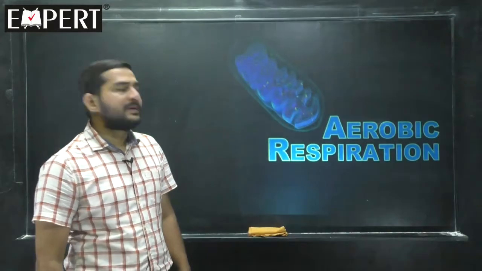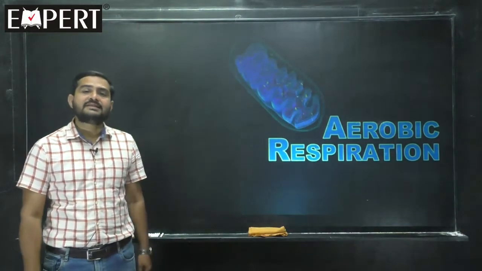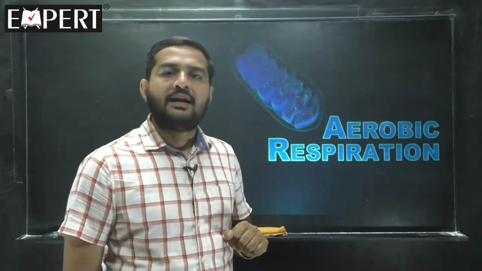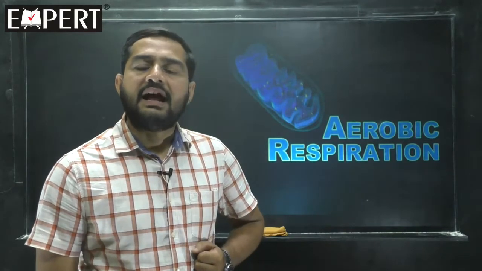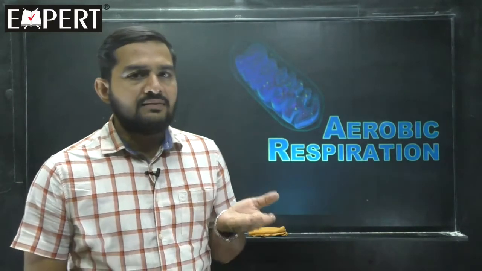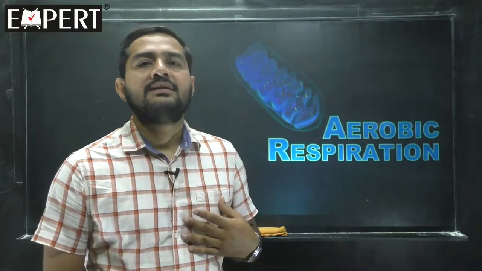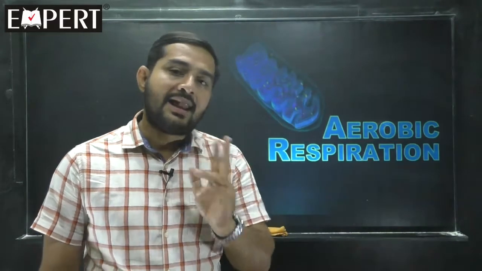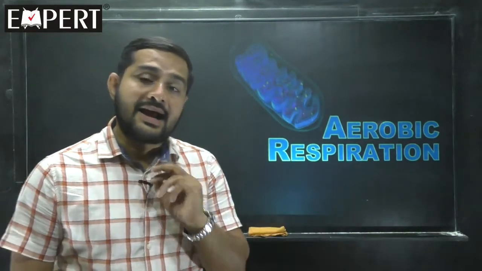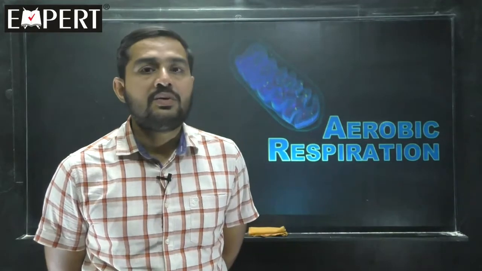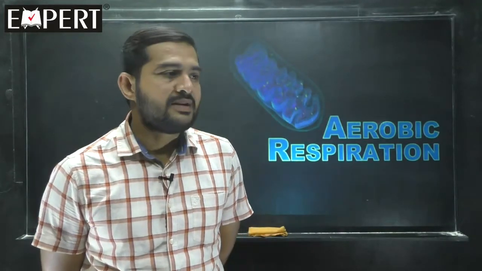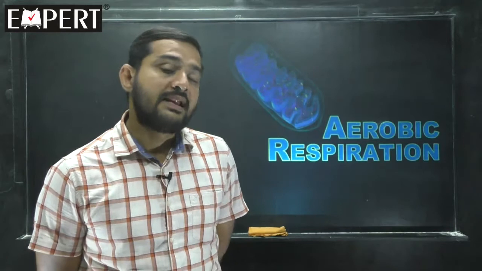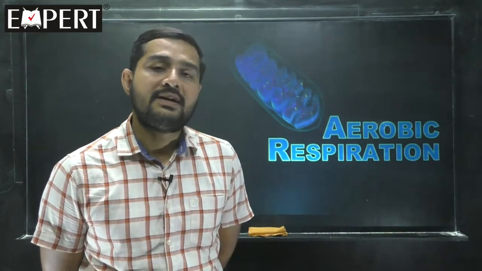Hello students, in the previous class we were discussing the concept of anaerobic respiration. In that we covered lactic acid fermentation and alcoholic fermentation. In alcoholic fermentation, ethanol is produced and CO2 is released, and in lactic acid fermentation, lactic acid is formed and there is no release of CO2. That means decarboxylation is not there in lactic acid fermentation, but there is decarboxylation in alcoholic fermentation.